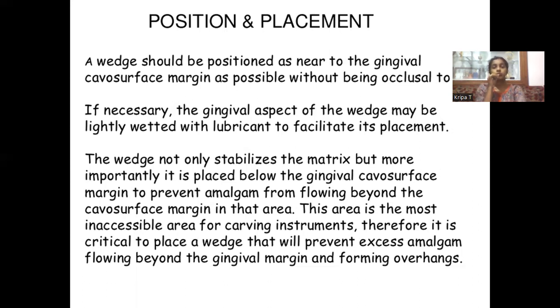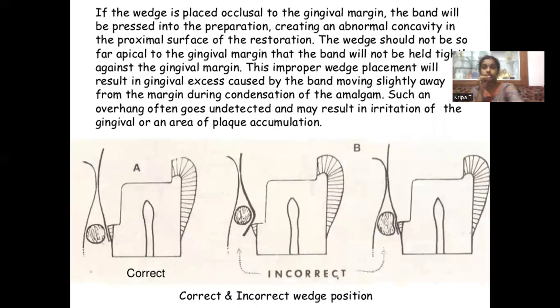The wedge not only stabilizes the matrix, but more importantly, it is placed below the gingival cavo surface margin to prevent amalgam from flowing beyond the cavo surface margin in that area. This area is the most inaccessible area for carving. Therefore, it is critical to place a wedge that will prevent excess amalgam flowing to the gingiva and thus avoiding overhang.